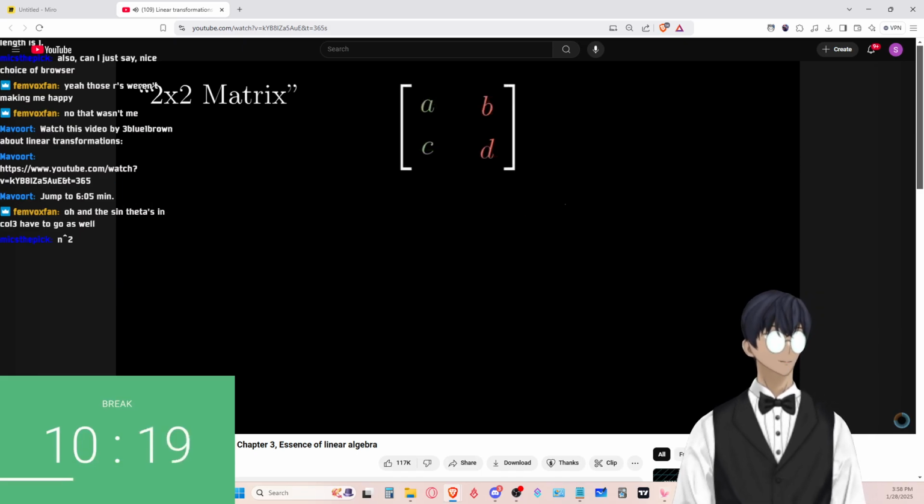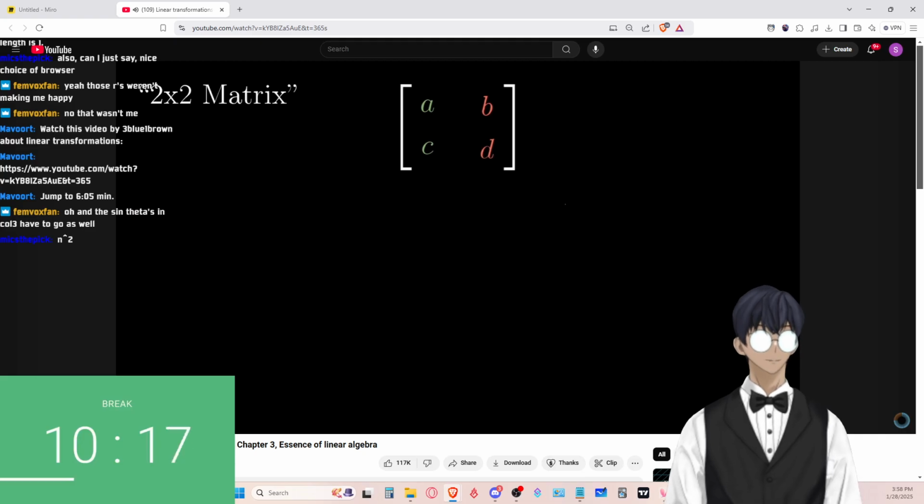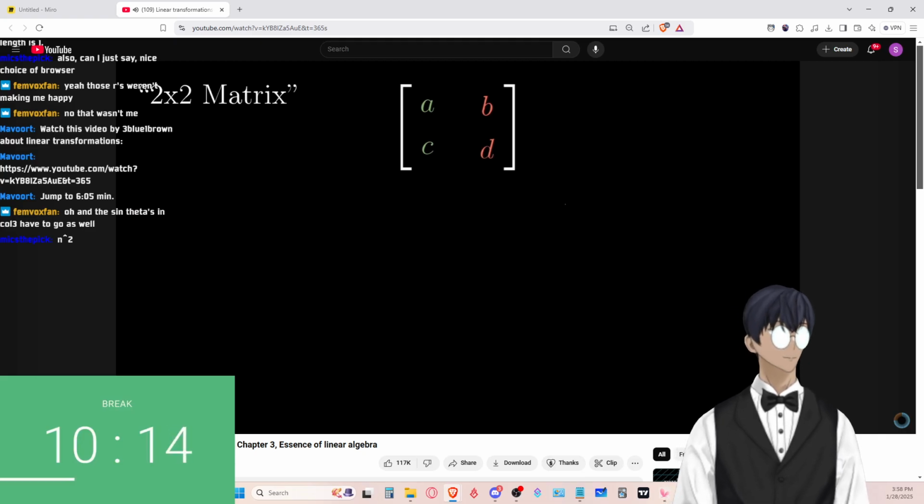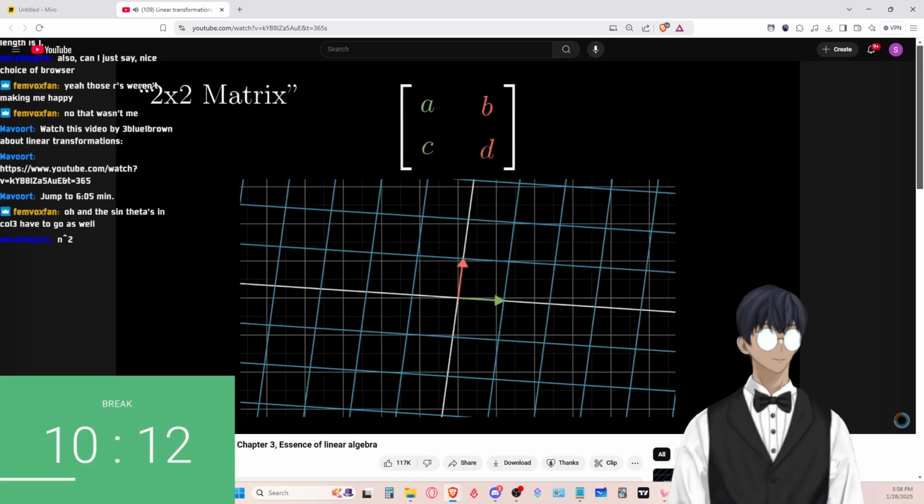And let's see what this looks like in the most general case, where your matrix has entries a, b, c, d. And remember, this matrix is just a way of packaging.